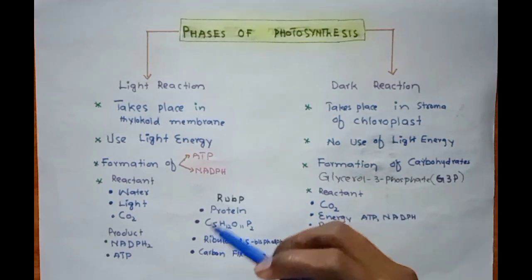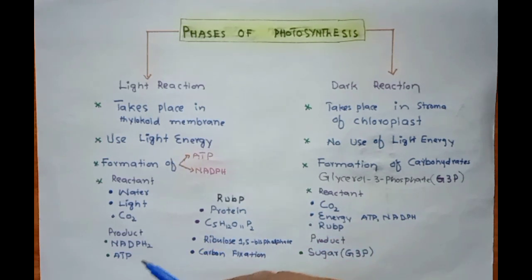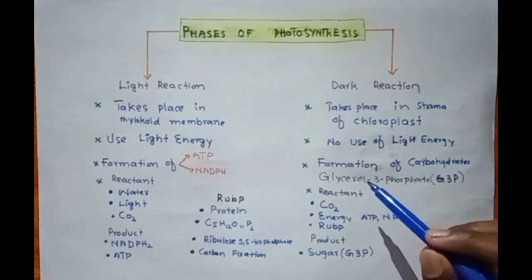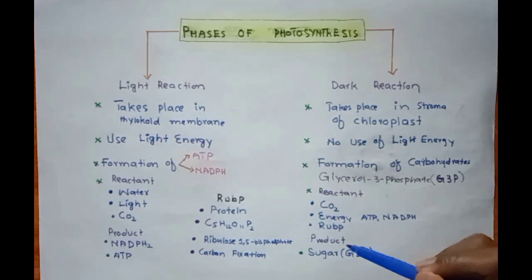Now, what are the products made in the light reaction? In the light reaction, the products formed are NADPH and also ATP. In the dark reaction, only sugar is formed, that is G3P, glyceraldehyde 3 phosphate.